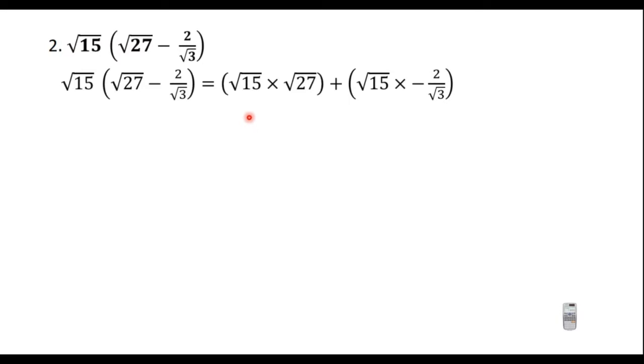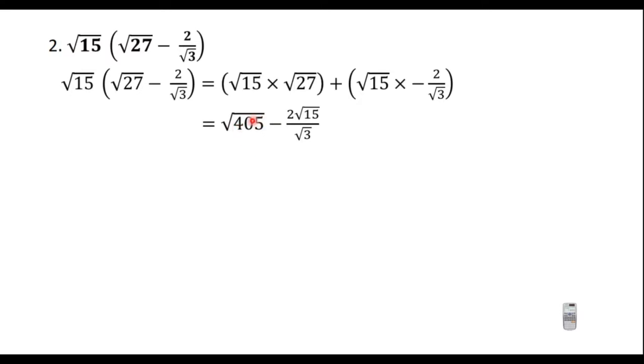So we learned from surds that when you are multiplying, you multiply the terms under the square root sign. So 15 times 27 will give us 405. So square root of 405. Then 15 times negative 2 over 3. We'll multiply this, so you are going to have 2 root 15 divided by square root of 3. Now don't forget that there's a negative sign here, so the negative is going to come here.